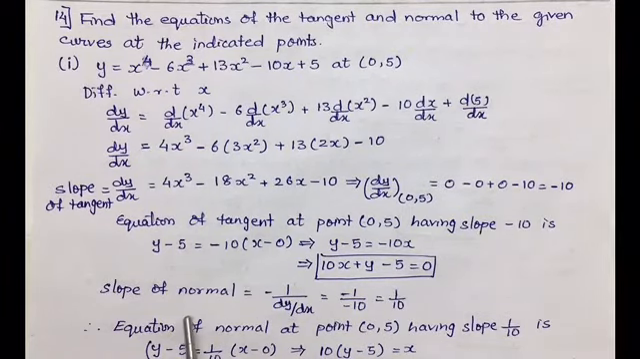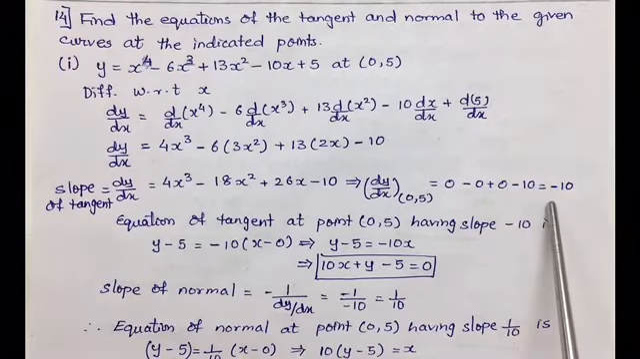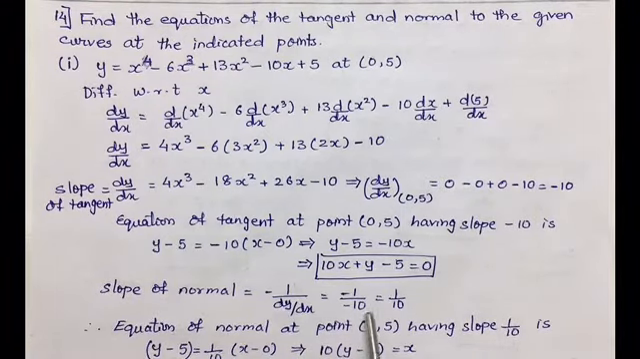Now to calculate the equation of the normal, we need the slope of the normal. The slope of the normal is taken as minus 1 upon dy by dx. So minus 1 upon minus 10 is the value of dy by dx that is being placed here. So minus 1 upon minus 10 makes it 1 by 10.